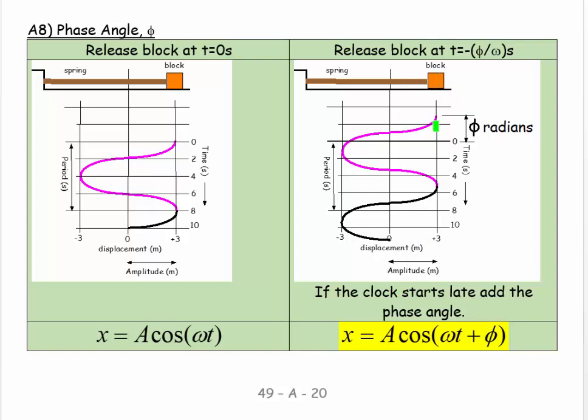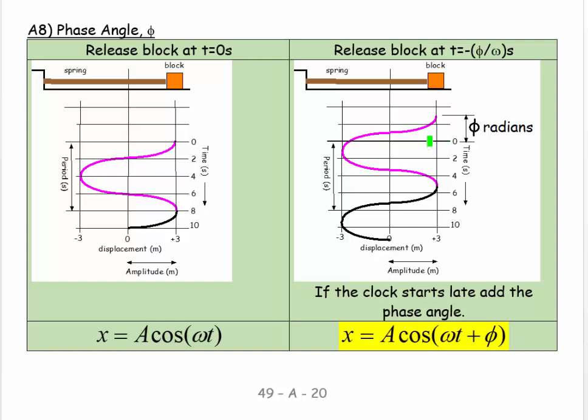But on the right hand side I'm showing a situation where something went wrong. We moved the block to the right hand side and we let it go, but we didn't start the clock at t equals 0. We started the clock a little bit later. And so what do we do about this? We still want the math to work. So what can we do?